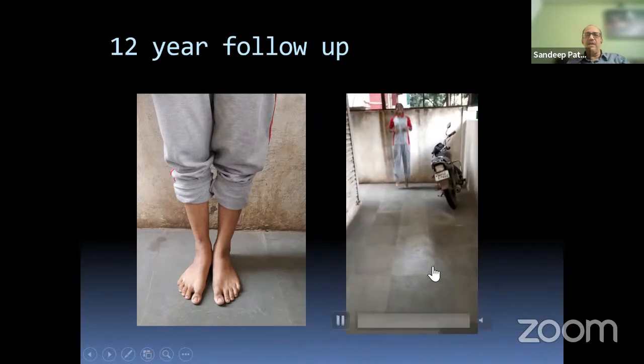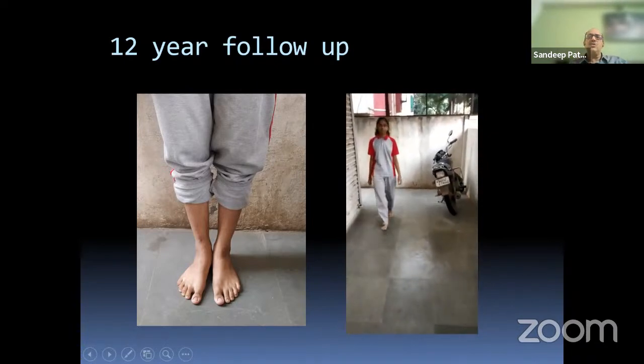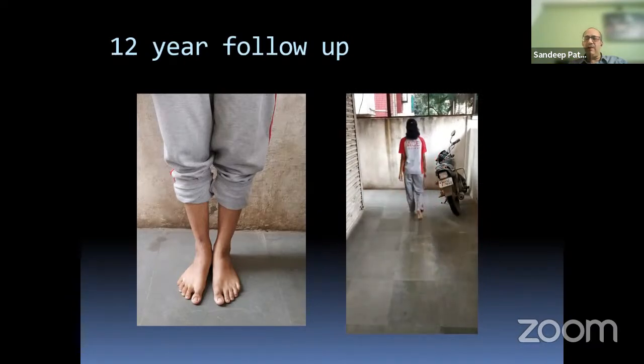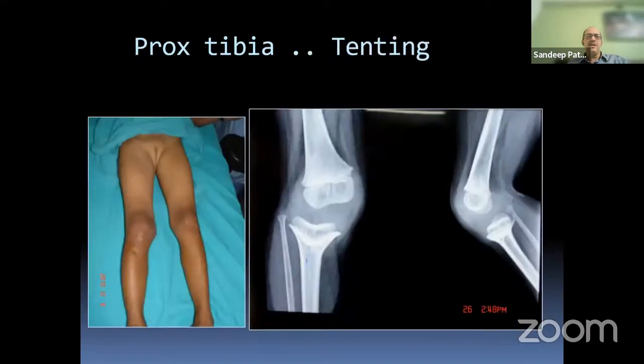Functionally completely all right, and jumping, running, doing all activity. So local bars, fascial bars, where a lot of growth is remaining, you can definitely do this fascial bar resection and fat grafting procedure. This is another example where there is a central bar and there is a lot of tenting. You can see what happens with a central bar.